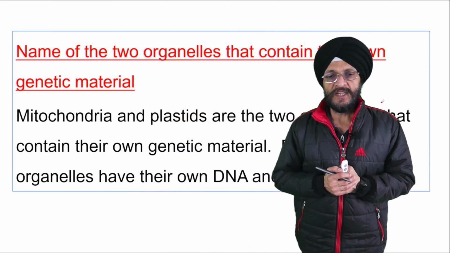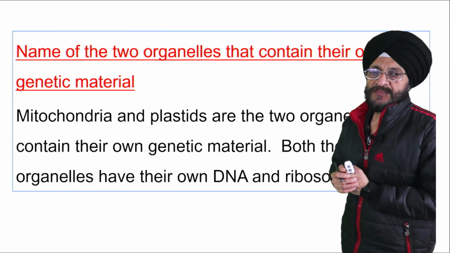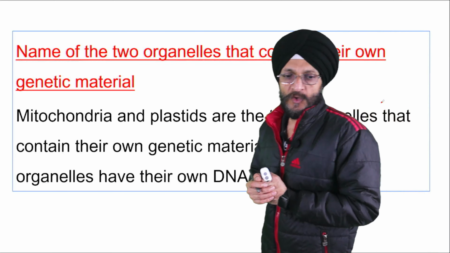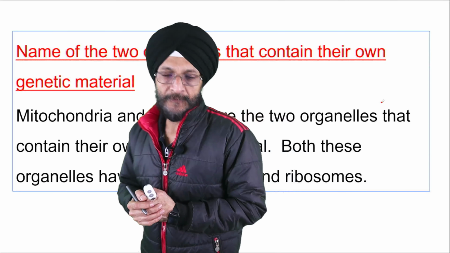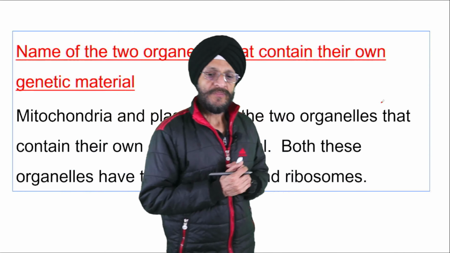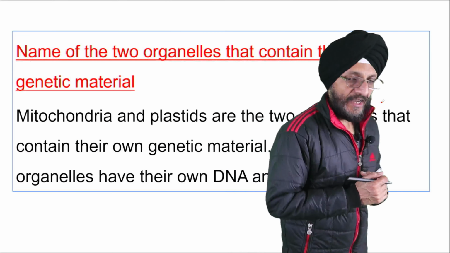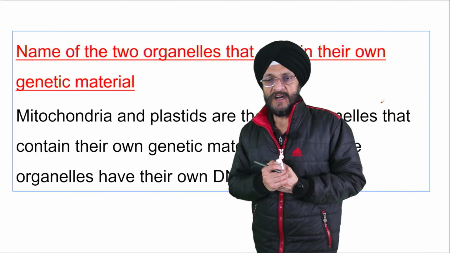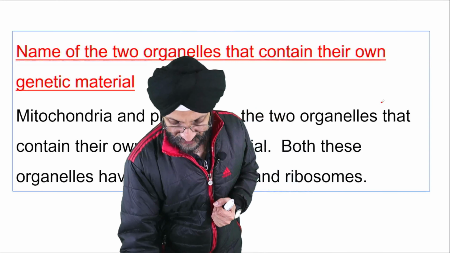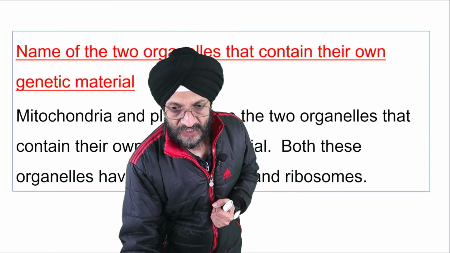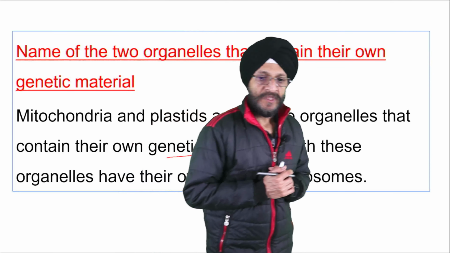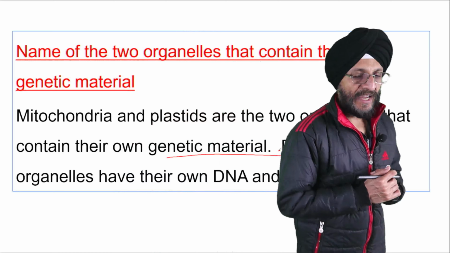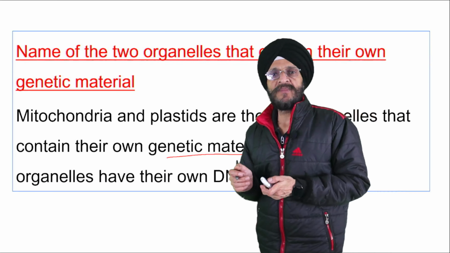Now, name the two organelles that contain their own genetic material. We have already learnt that mitochondria and the plastids are the two organelles that contain their own genetic material. Both these organelles have their own DNA and ribosomes.